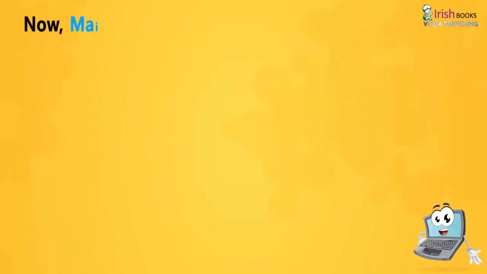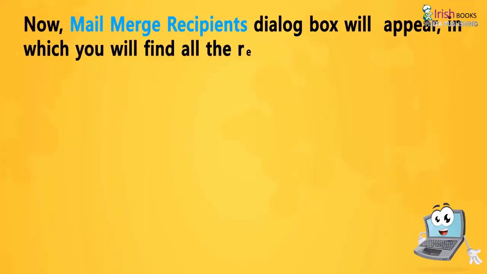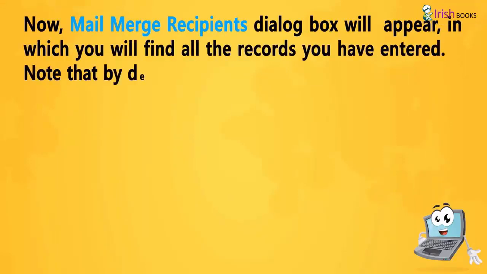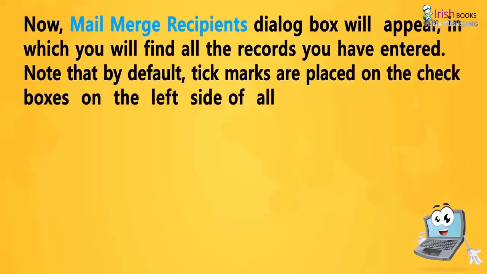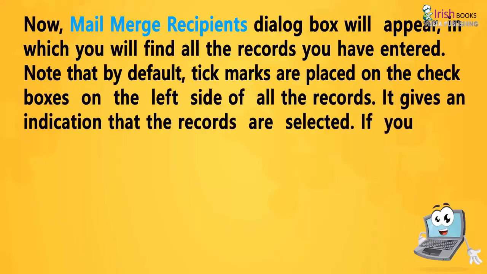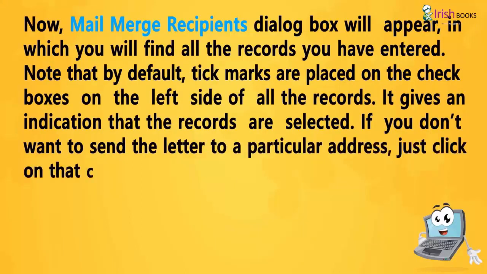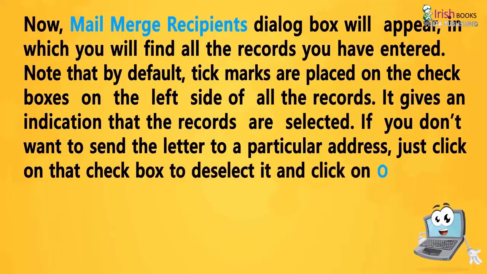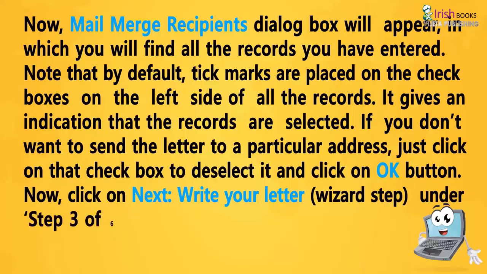Now, the Mail Merge Recipients dialog box will appear in which you will find all the records you have entered. Note that by default, tick marks are placed on the check boxes on the left side of all the records. It gives an indication that the records are selected. If you don't want to send the letter to a particular address, just click on that checkbox to deselect it and click on the OK button. Now, click on Next: Write Your Letter, the Wizard Step under Step 3 of 6 section.